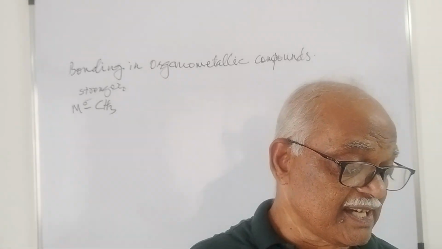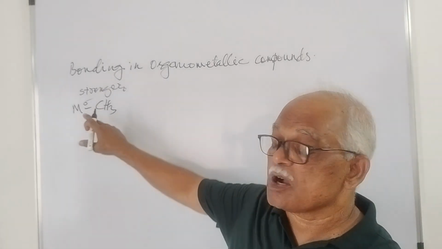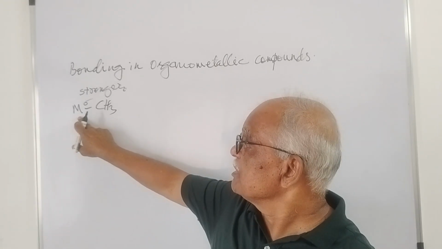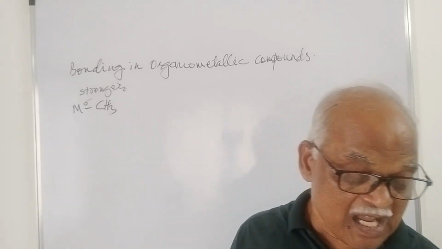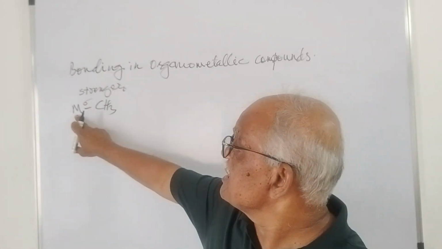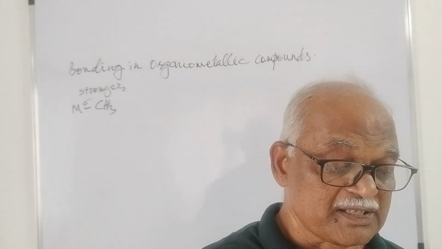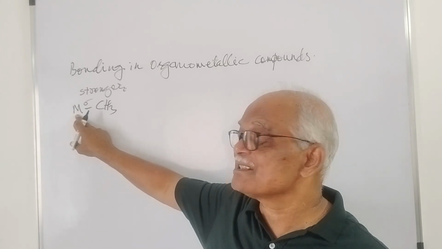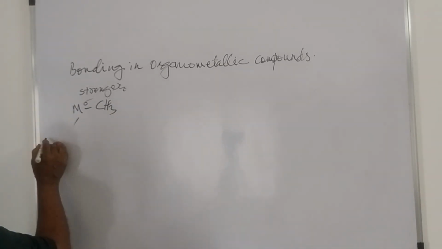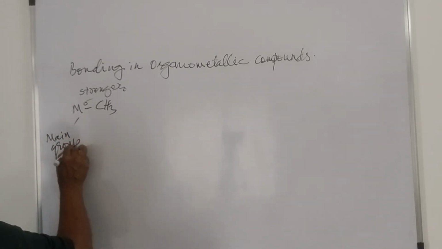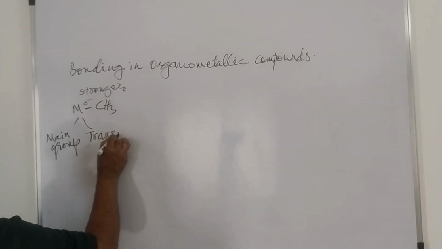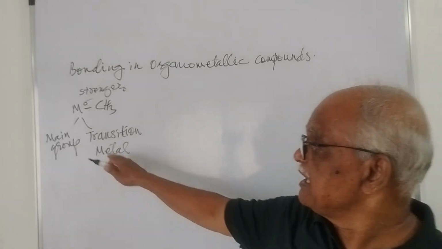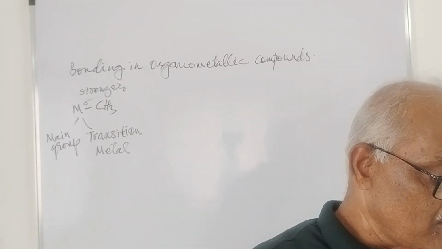So using this example, we can say that the sigma type of bond takes place using the orbitals of both the metal and this carbon. The metal orbitals and the carbon orbitals are involved in the interaction, which results in the formation of this metal carbon bond. These bonds are similar whether the metal is a transition metal or a main group metal, such as an alkaline earth metal. So depending upon the nature of the metal, the fate of this bond will be observed.